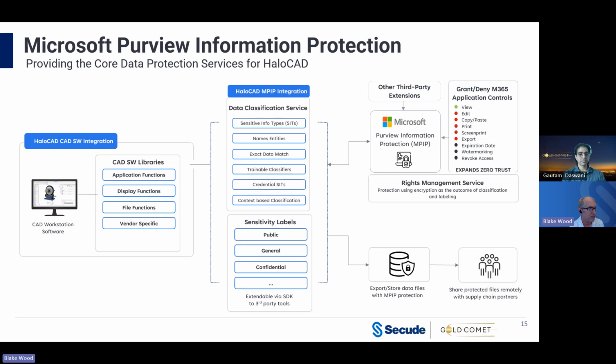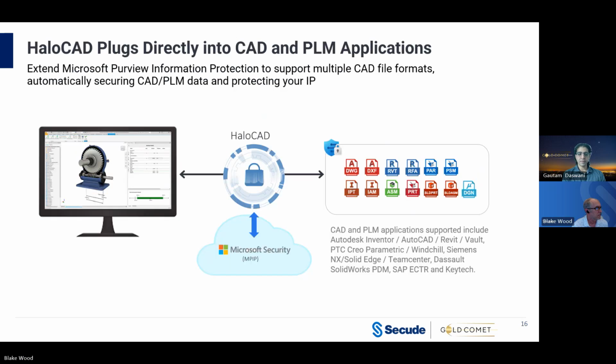One is if that file ever leaves the premise, if somebody were to somehow get their hands on the raw file, put it on a USB drive and walk out the front door, there's no way for them to use that file. They have to be part of the enterprise solution and have access to Halo CAD. So this is the Halo CAD solution using Microsoft Purview Information Protection, and this is how we actually lock down the CAD files themselves.